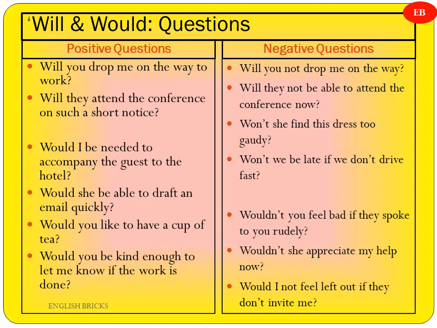Negative questions: will you not? So will followed by the subject and not. And otherwise, if you use the contracted form, won't she? Won't, the contracted negative form, followed by the subject. Won't you find this dress too gaudy? Won't we be late if we don't drive fast? Wouldn't you feel bad if they spoke to you rudely? Wouldn't she appreciate my help now? Would I not feel left out if they don't invite me?